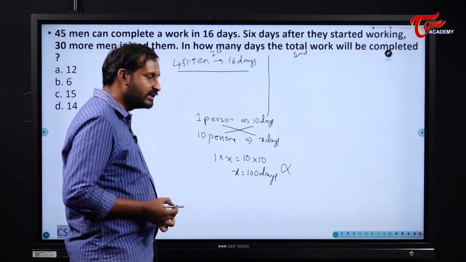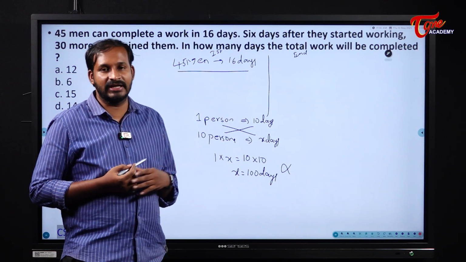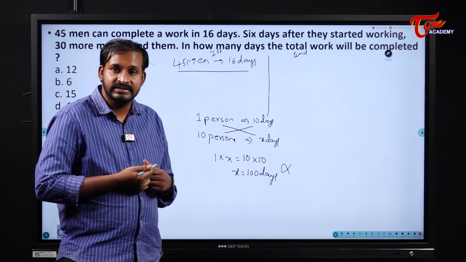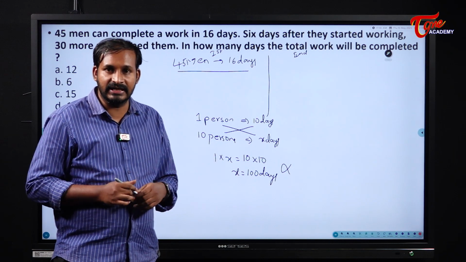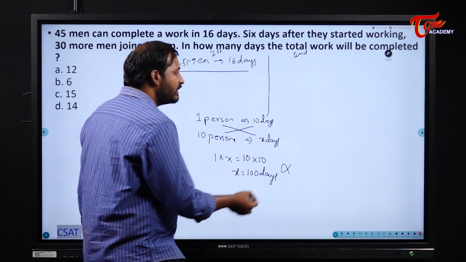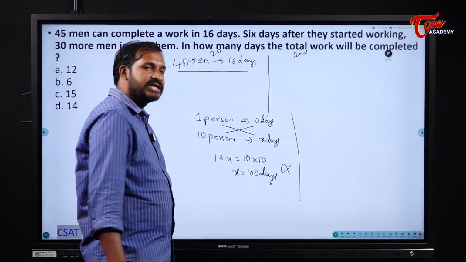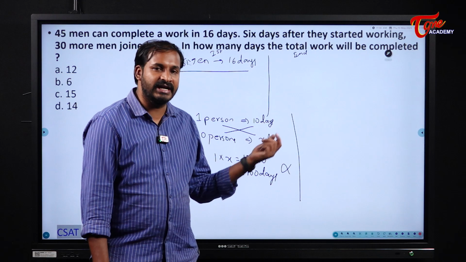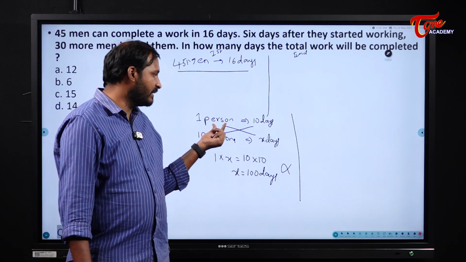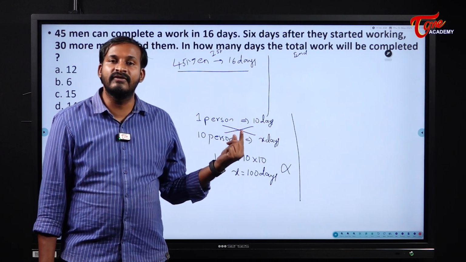Why? What is the reason? If one person alone can do the work in 10 days, how come 10 persons will do the work in 100 days? 10 persons should take lesser time, right? Then where is the mistake? The fundamental mistake which we are making is that the relation between the number of persons and days is inversely related.